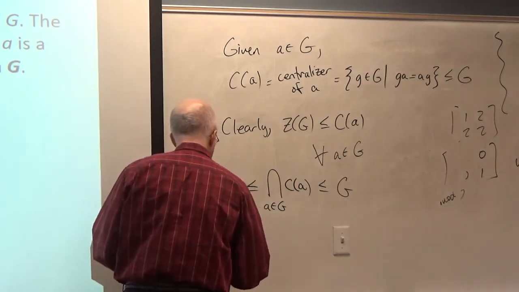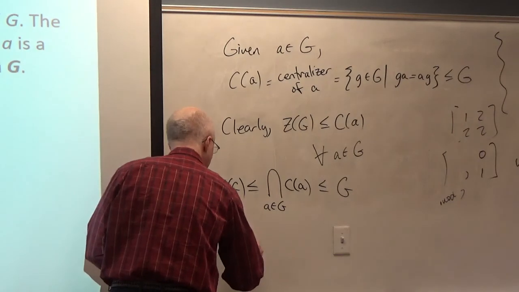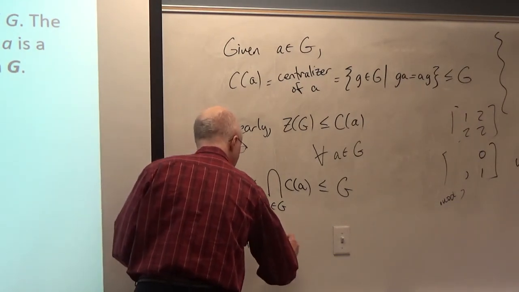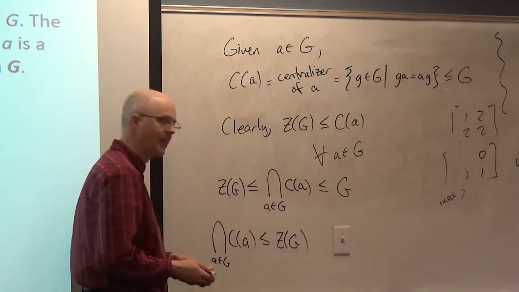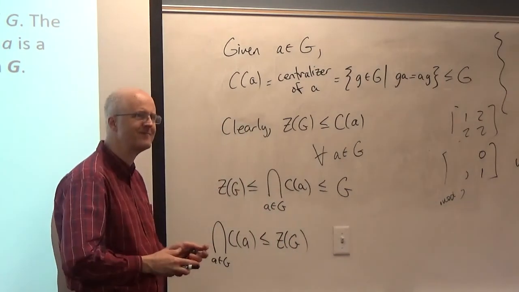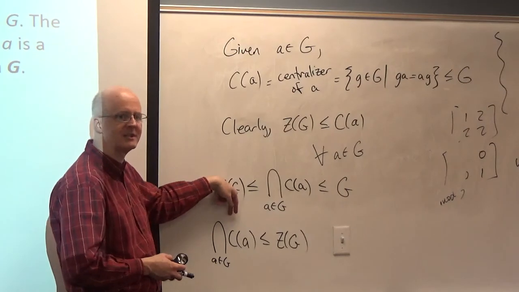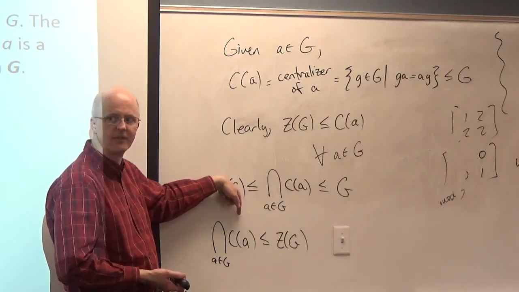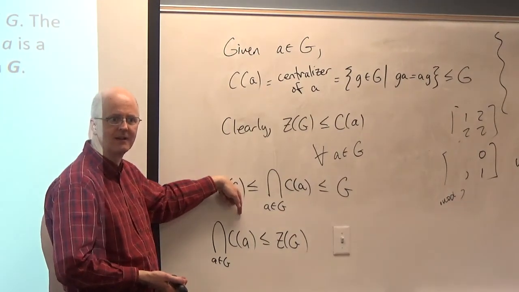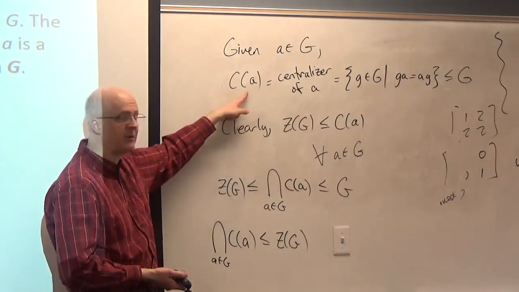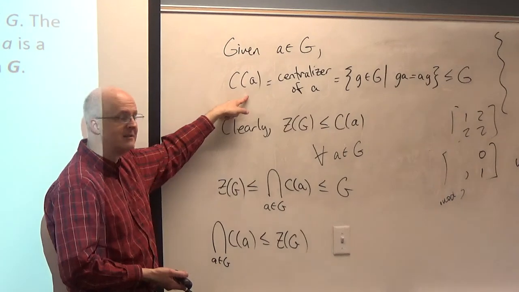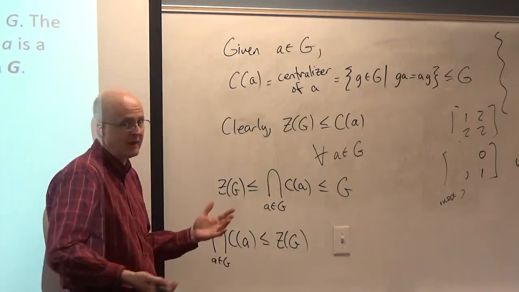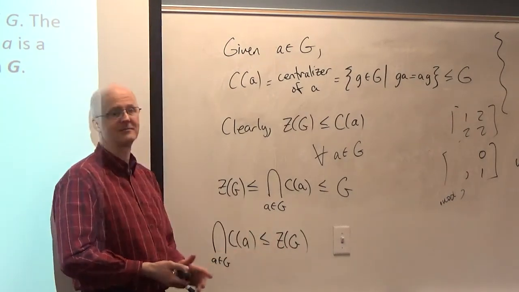Does it go the other direction? I claim it does. The intersection of all the centralizers should also be a subgroup of the center. Think about it. What does it mean to be in the intersection? It means you're in everything that's being intersected. You're in all the C of A's for every A. To be in a given C of A means you commute with A. So if you're in all the C of A's, as A varies over G, you commute with everything in G. You're in the center.